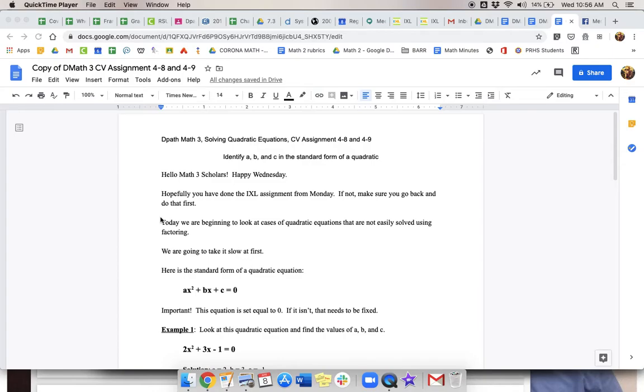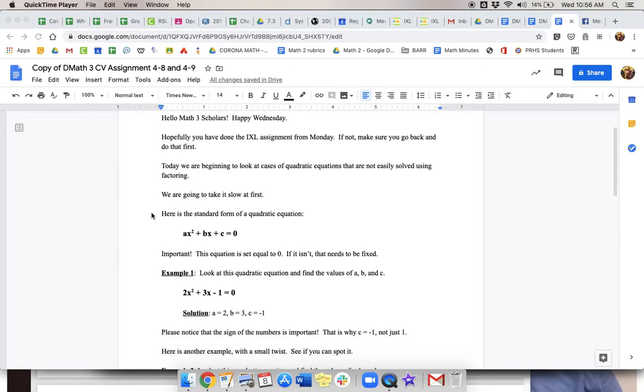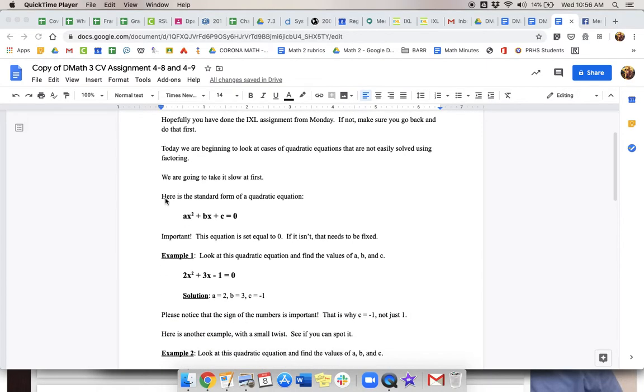This is the homework assignment assigned on either April 8th or April 9th during the coronavirus quarantine. So, just to briefly explain what's going on with this assignment, if you read the directions, I think it's pretty clear, but let me just go over this. This part of the equation is called the standard form of the equation.